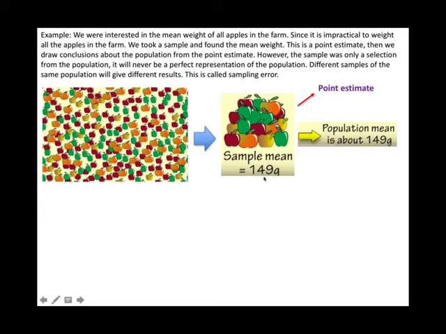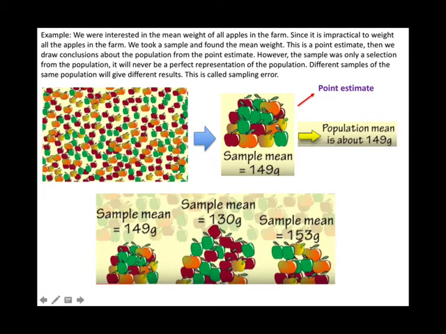But think about it. Will I get the same result if I cut this part as my sample? Will I get 149 grams also? I may or may not get the same value. I may get a different answer. If I cut this part as my sample, I may get 130 grams. If I cut this part, I may get 153 grams. So which one should I use to approximate my population mean?